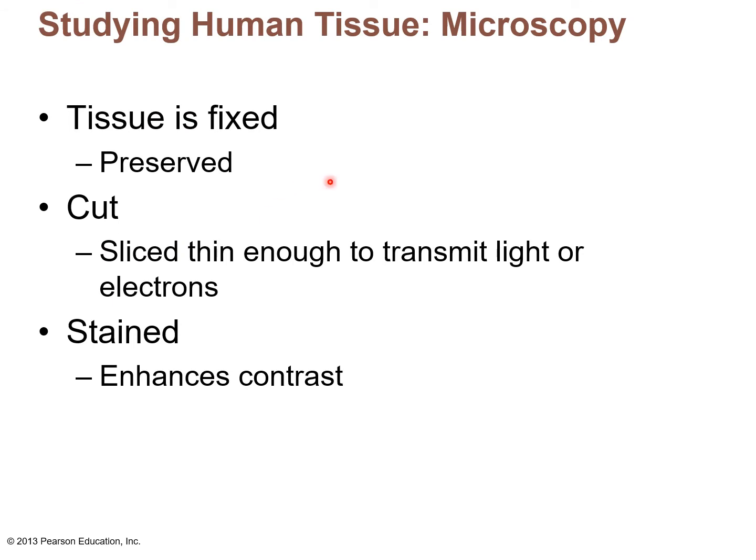Now, for us to take a look at epithelial tissues under the microscope, we take a sample of the tissue and we preserve it so it can last for a long time. We go ahead and we slice it, so we cut it so that we are able to view it under the microscope, and we go ahead and we stain it so that it would be easier for us to view under the microscope.